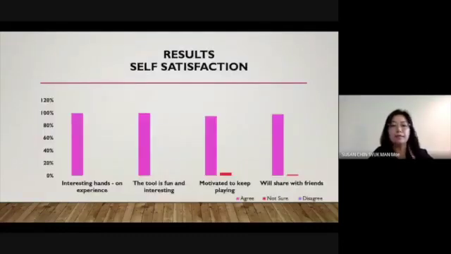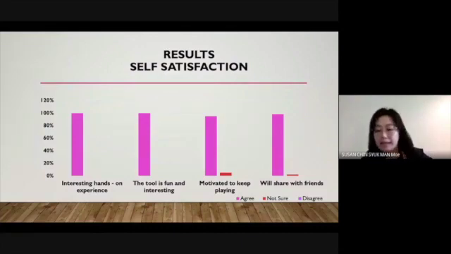In terms of self-satisfaction, most of the students agree that it is a very interesting hands-on experience and it is fun, and they are motivated to keep playing. Some of them said, once I understand already, I won't play anymore. And most of them were willing to share with their friends.